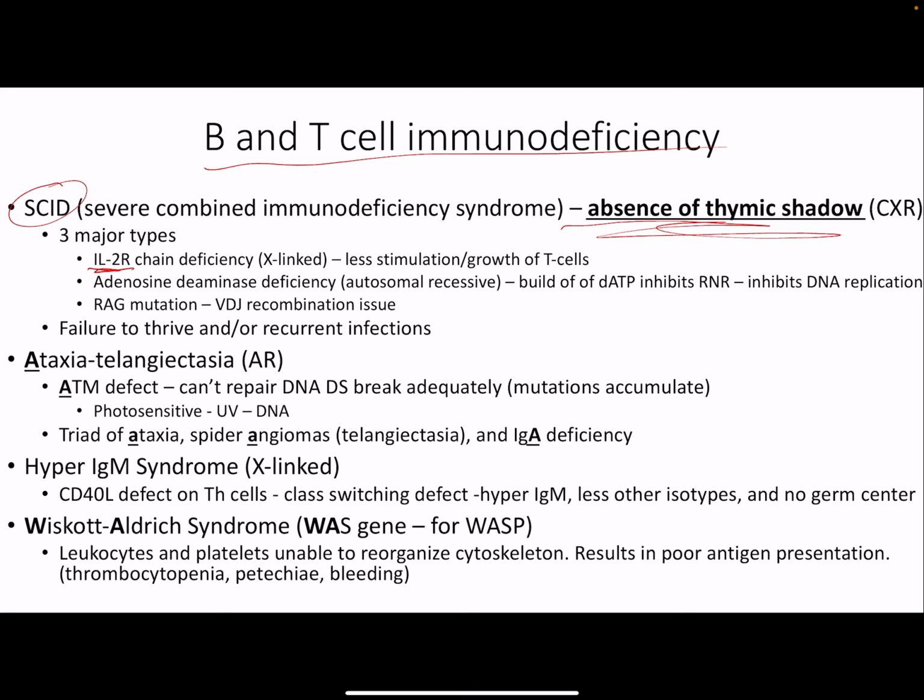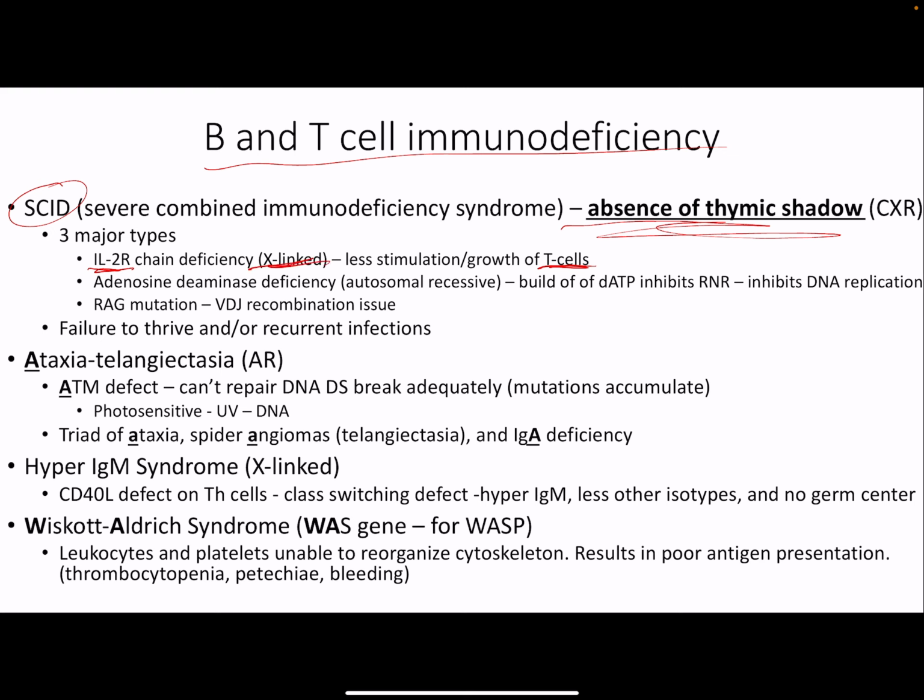So let's recall what IL-2 does. A Th1 cell will release this, and it causes just growth of our natural killer cells, of our CD4 cells, of our CD8 cells. So the T cells are going to grow, and we're going to have a deficiency of this. And remember, the T cells are in the paracortex, so this all kind of makes sense that our paracortex is going to be a little bit underdeveloped. This is going to be X-linked.